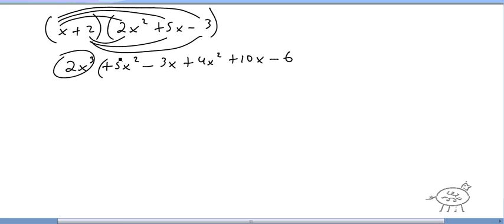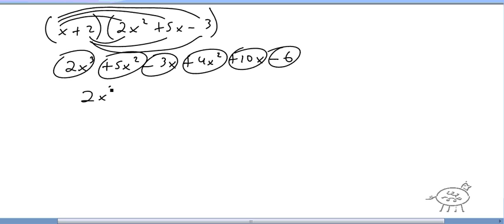So, you know, if circling helps, that's great. If it doesn't, don't worry about it. So 2x cubed is done. 5x squared plus 4x squared is plus 9x squared. Negative 3x plus 10x is plus 7x minus 6. That's the answer. And notice it's in descending order: 3, 2, 1, and 0.